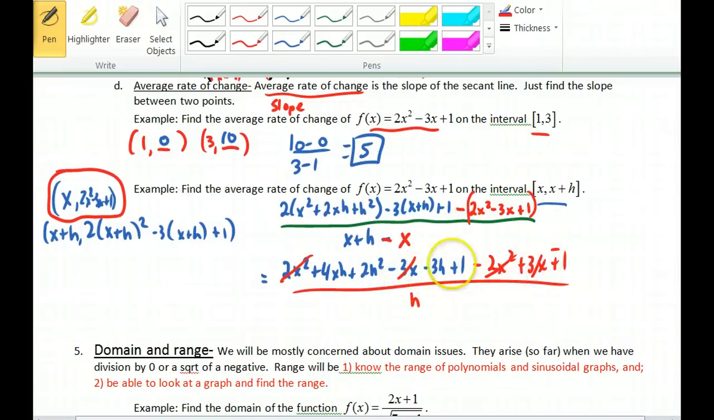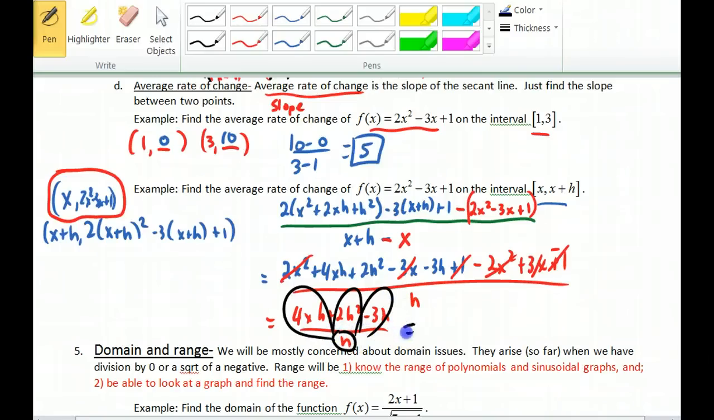And then so I get negative 3x plus 3x, and then this 1 will cancel. So all I'm left with then is 4xh plus 2h squared minus 3h all over h. Then I can do my bunny rabbit. If I have this on the bottom and it goes into all the terms, then I can cancel that. So then this would be left with 4x, the h cancels, plus 2h, and then minus 3. There you go.